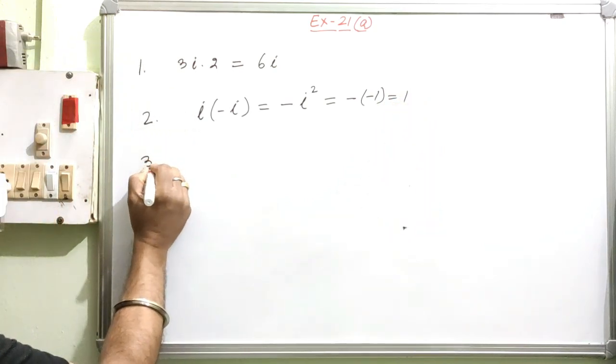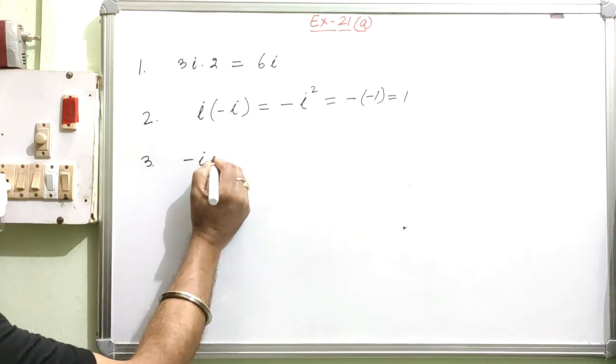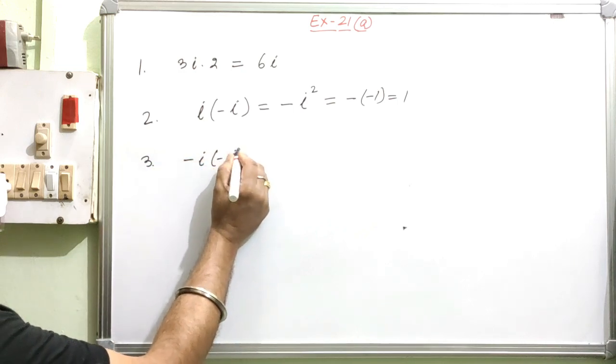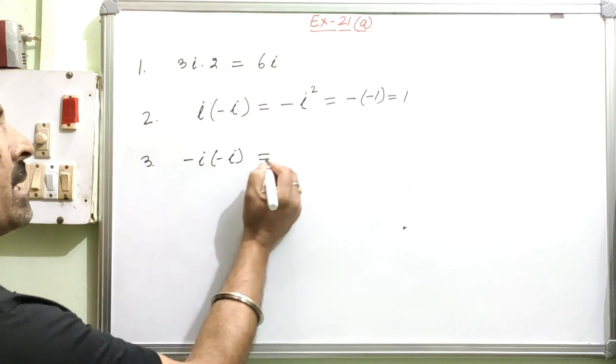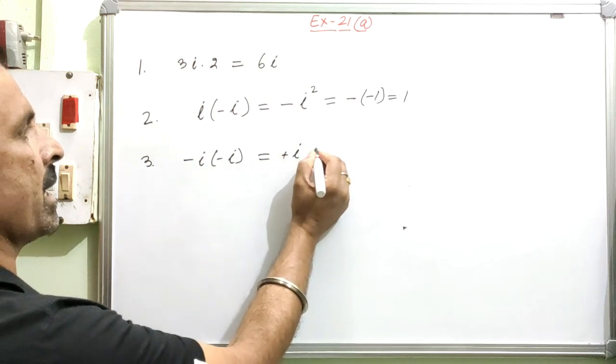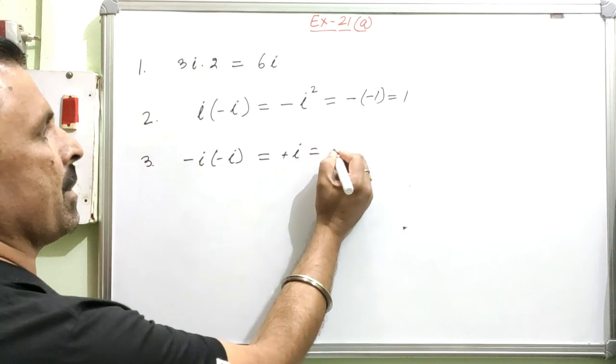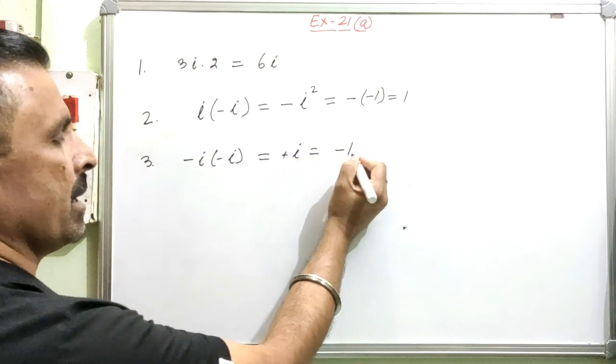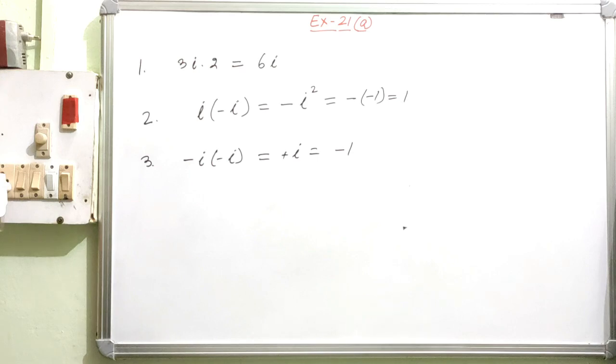Similarly, we have another question as negative i multiplied by negative i, right? Now, negative will become positive, and then i into i will become i squared, and the value of i squared is again minus 1, so plus minus will become minus 1. Clear?